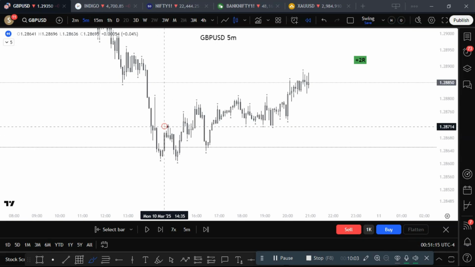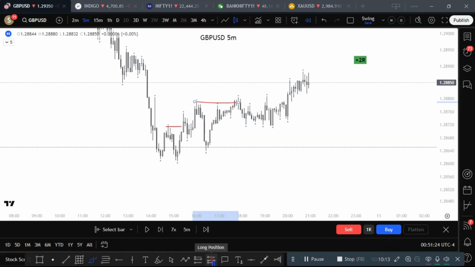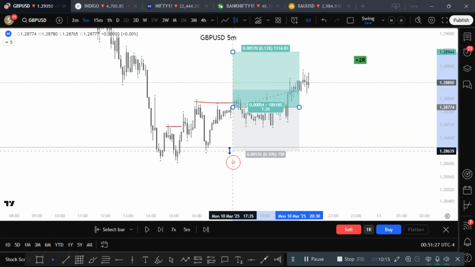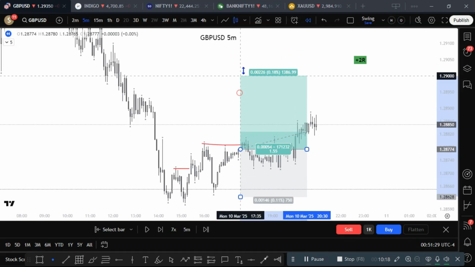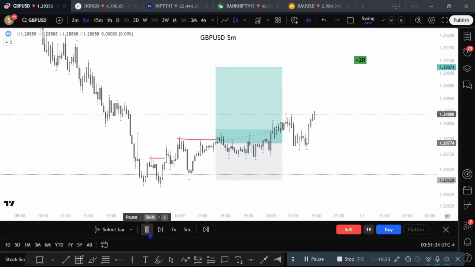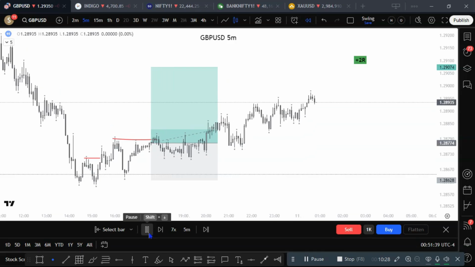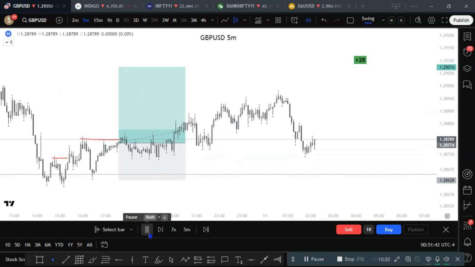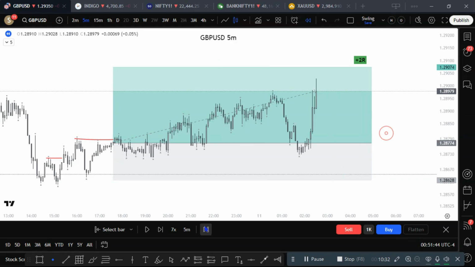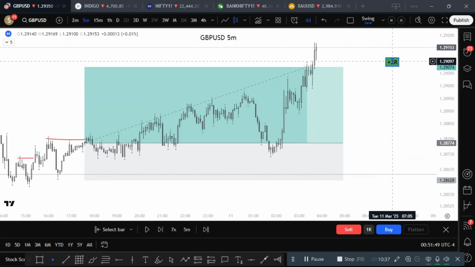So we have one shift, we will do nothing on the one shift. Then we have our second shift, right? Simply entry, stop below swing low, target 1:2. Let's run the price. And TP smashed, right? So we made another 2R.